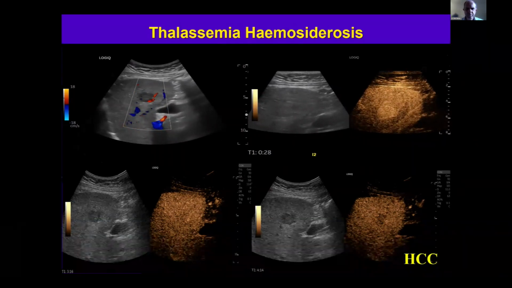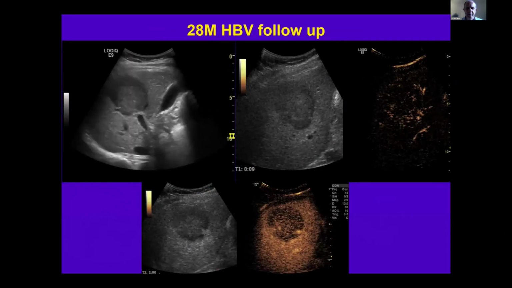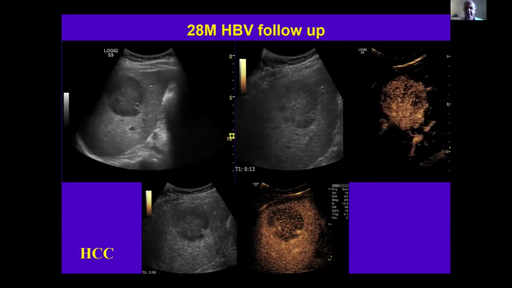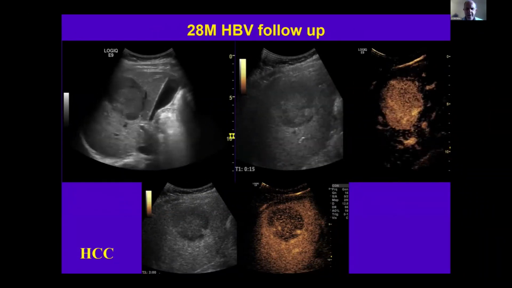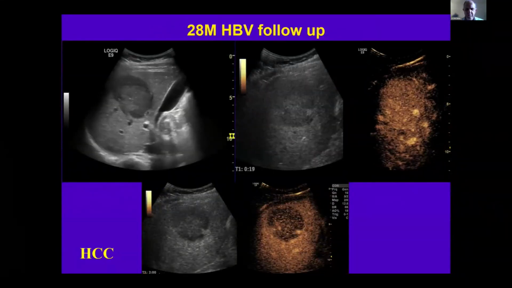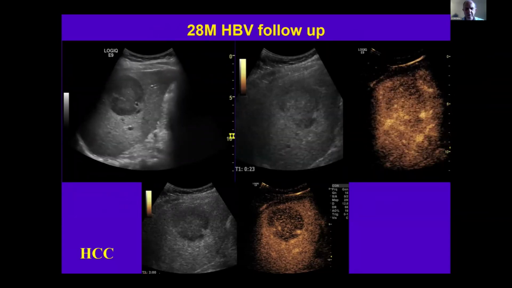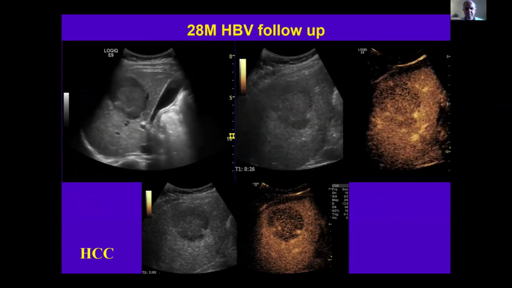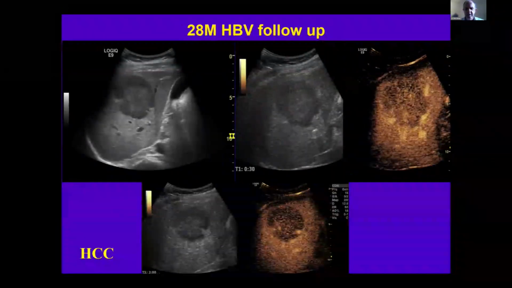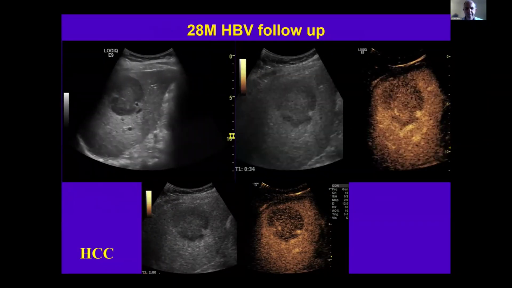Here's a really sort of classic big HCC, and it's got this chaotic basket work type vessel supplied in the arterial phase. And then again, there is washout, but again, there's still some contrast within it. And the poorly differentiated HCC washes out more early than the well-differentiated HCC. So the poorly differentiated HCC is more like a metastasis, really.